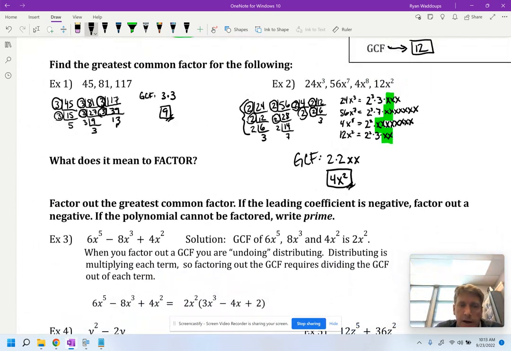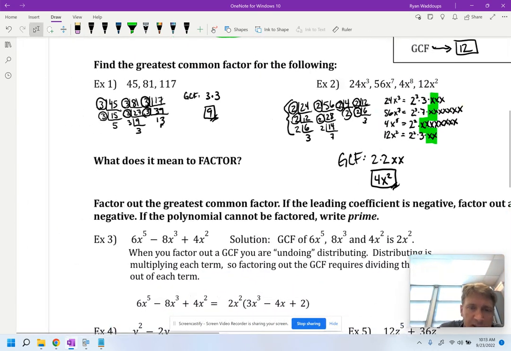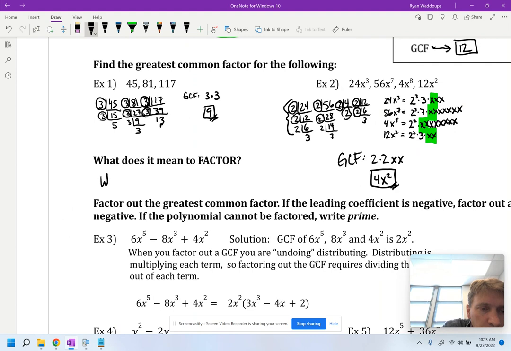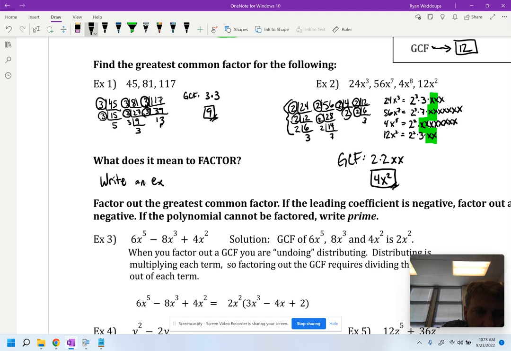All right. So what does it mean to factor? It means to write an expression as the product of its factors.